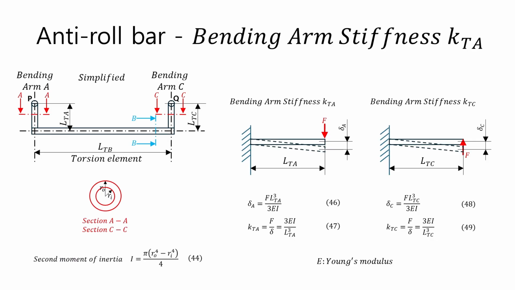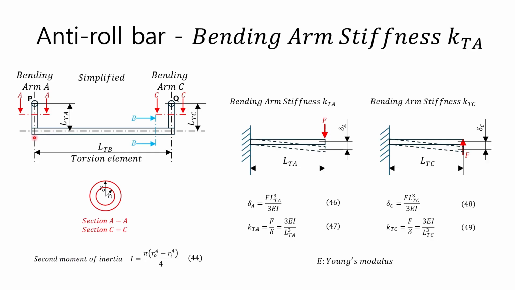Let's first find the stiffness of the bending arm of the anti-roll bar. In order to find the stiffness of the bending arm, when the torsional load is applied due to the rolling motion of the sprung load, we need to know the displacements of points P and Q, located at the ends of the bending arm. As shown in the figure on the left, the two bending arms are perpendicular to the torsion element at both ends of the torsion element.